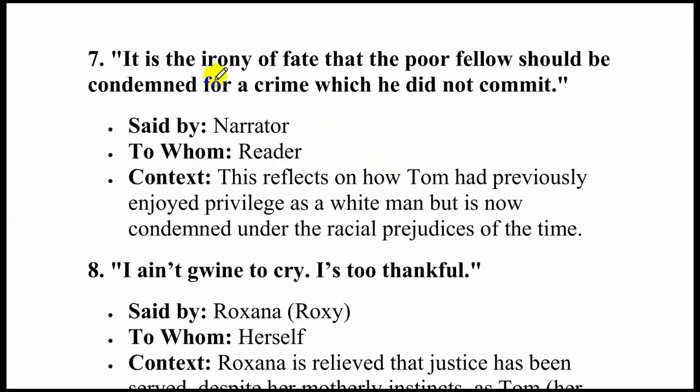Seventh, "It is the irony of fate that the poor fellow should be condemned for a crime which he did not commit." Narrator to the reader. This reflects on how Tom had previously enjoyed privilege as a white man, but is now condemned under the racial prejudices of the time.